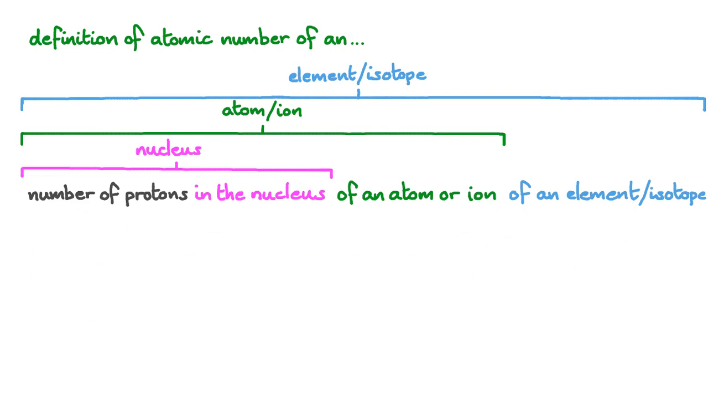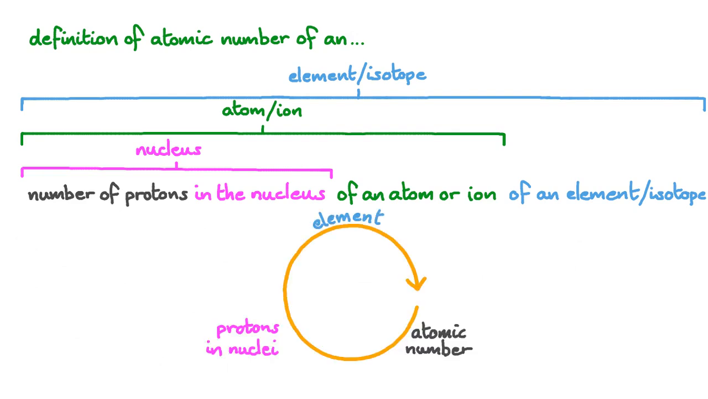The atomic number is unique to each element. In some ways, giving the atomic number of an element is the same as giving the name of the element. So in practice, if you know the element, you therefore know the atomic number because you can look it up on the periodic table, and therefore you know the number of protons in the nuclei.